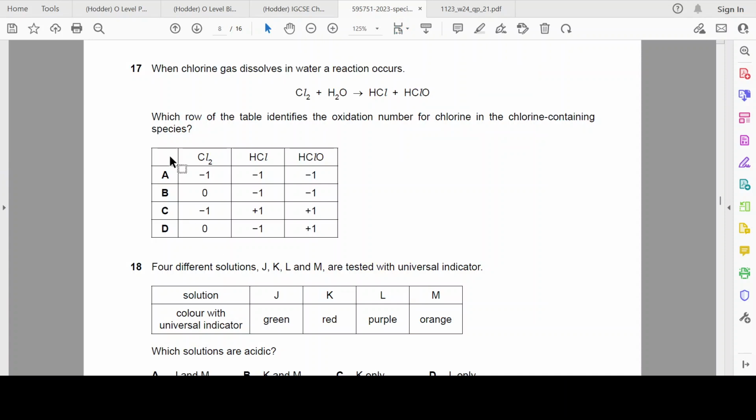So how much it is oxidized or reduced. For example, 0 means that it is neither oxidized nor reduced. So for Cl2, can we agree that the oxidation number is going to be 0? No? It would be -1? No. It's elemental chlorine. Elemental chlorine is neither oxidized nor reduced. It is in its elemental state, just as it wants to be. So that's 0.